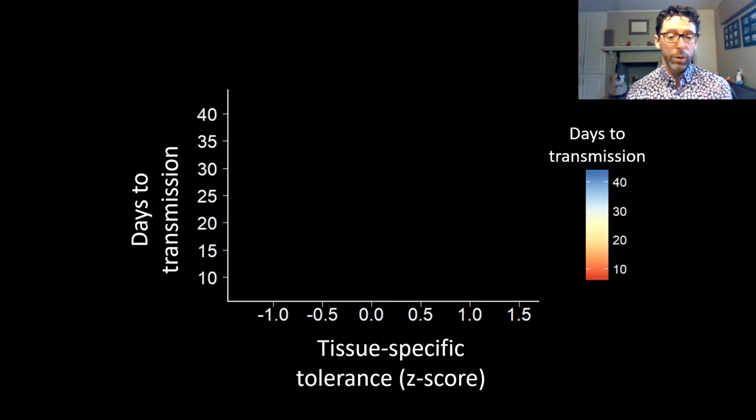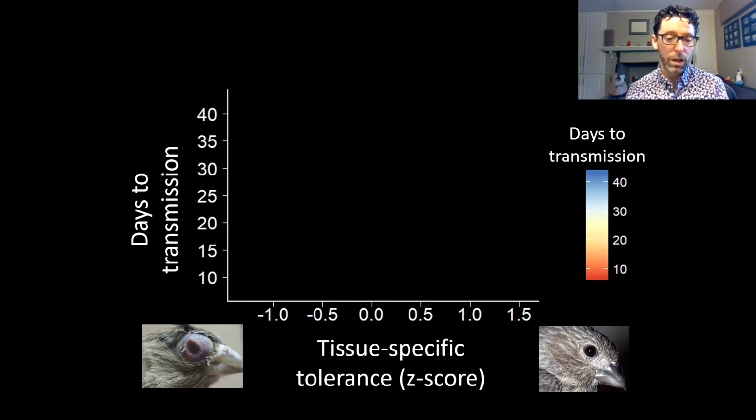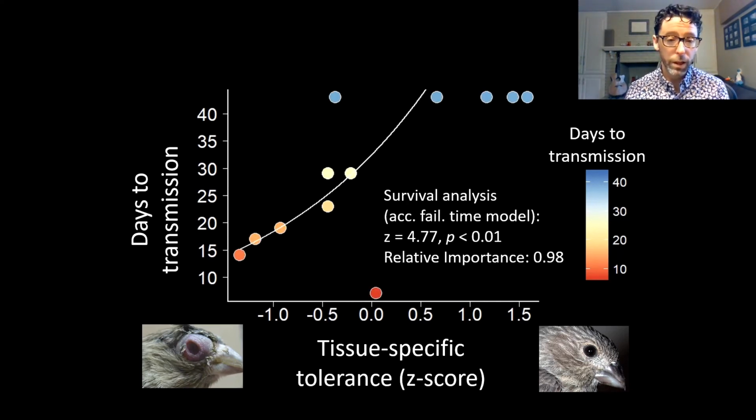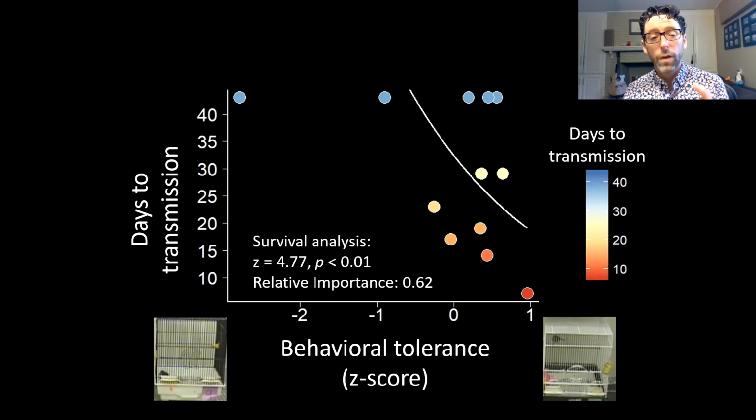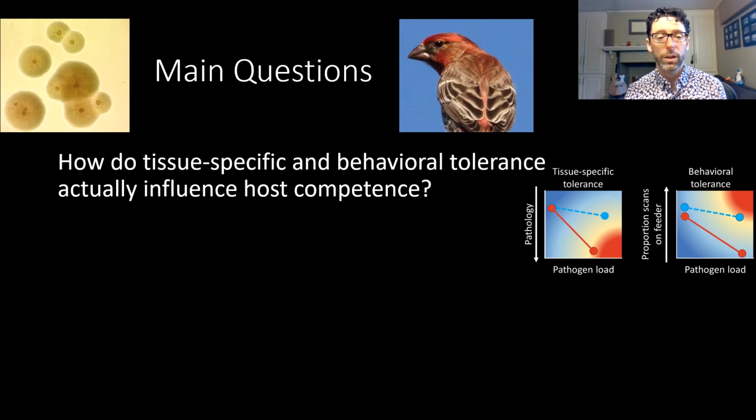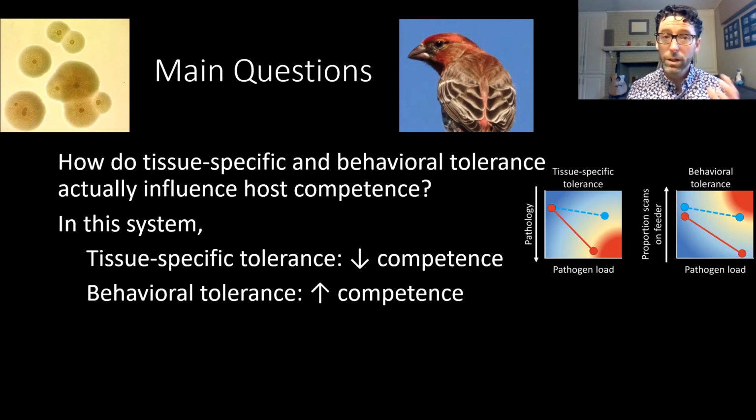So we predicted that the most tolerant individuals would be the ones that transmitted most rapidly. And this is largely what we see. So what I have here is tissue-specific tolerance on the x-axis as a z-score, so we can compare these two, with animals doing worse over on the left and days to transmission on the y. And what you see is more rapid transmission, so higher competence, with those less tolerant individuals. For behavioral tolerance, what you see is faster transmission with your more tolerant individuals. Again, this goes with our predictions. So it looks like in this system, we've got tissue-specific tolerance decreasing competence, behavioral tolerance increasing competence.